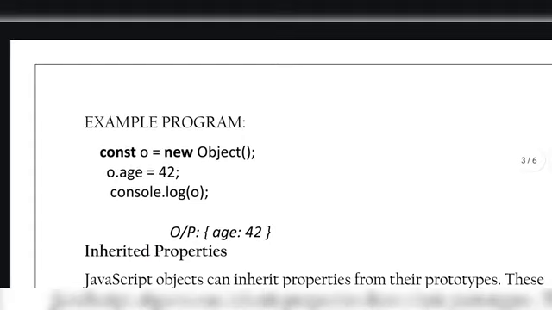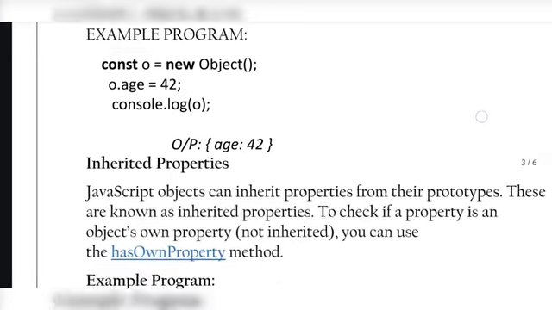For example, const o is equal to new Object, or Object equal to 42. Console log o. The output represents the age, age is equal to 42.